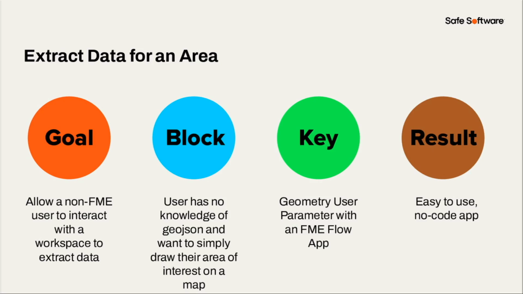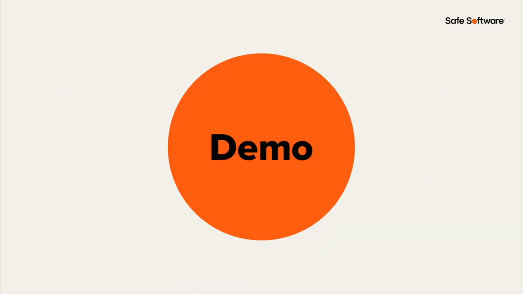The blocker is the user has no knowledge of GeoJSON, which is a format they'd have to enter in Workbench. They also don't have FME Workbench, of course. They just simply want to draw an area of interest on a map and get the data back for that area. So the key here is going to be a geometry user parameter with an FME Flow app. And our result is going to be an easy to use no-code app. So let's look at this demo now.